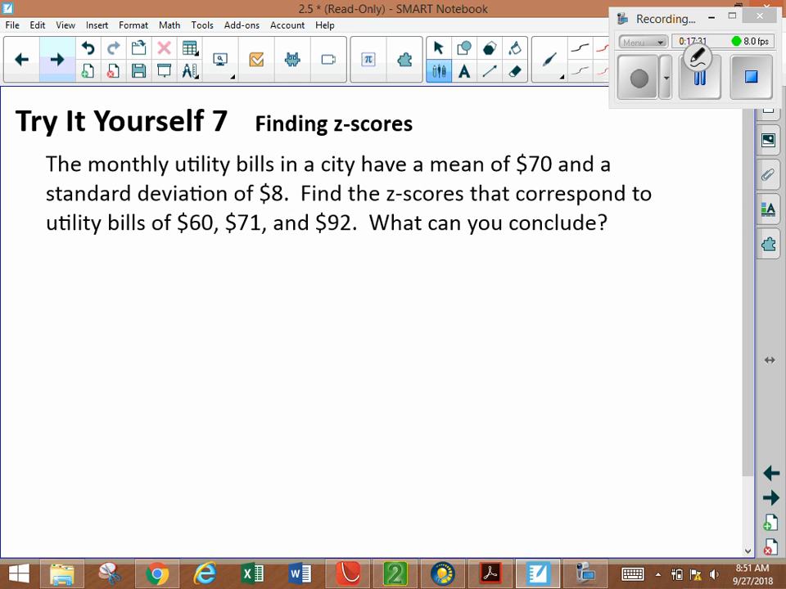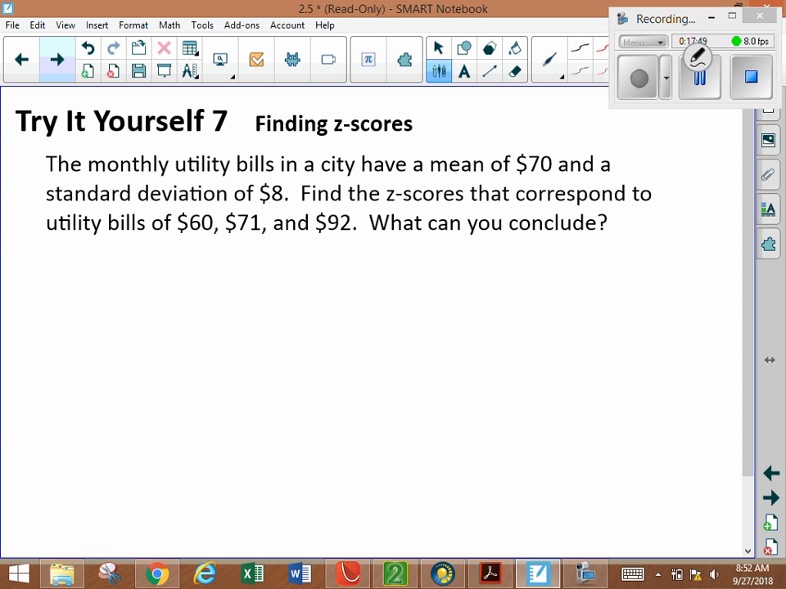So here we go. We're going to find some z-scores. We've got monthly utility bills in the city. We've got a mean of $70 and a standard deviation of $8. We're going to find the z-scores that correspond to utility bills of $60, $71, and $92.